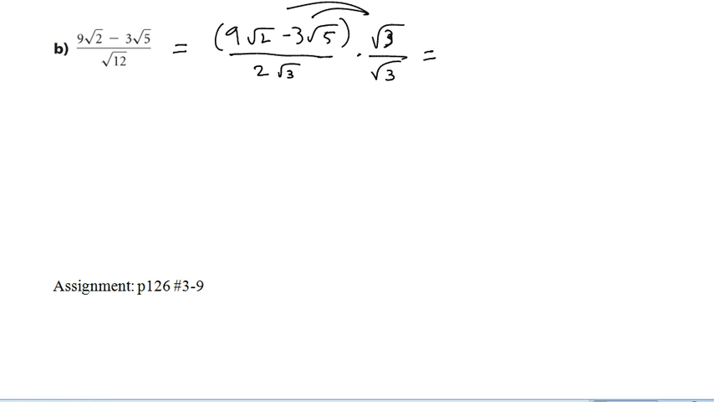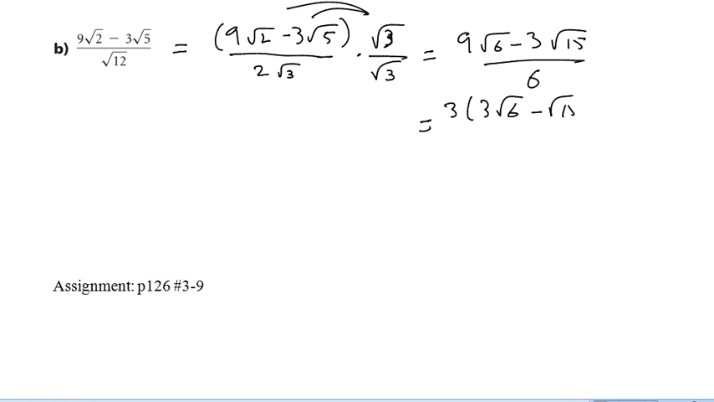So I'll multiply that root 3 through. I get 9 root 6 minus 3 root 15 all over 2 times root 9, which is 6. Okay, and now we've still got 3s on the top and bottom we can get rid of. So let's factor a 3 out of the top. And now we can go 3 over 6 is the same as 1 over 2. So we get 3 root 6 minus root 15 all over 2.